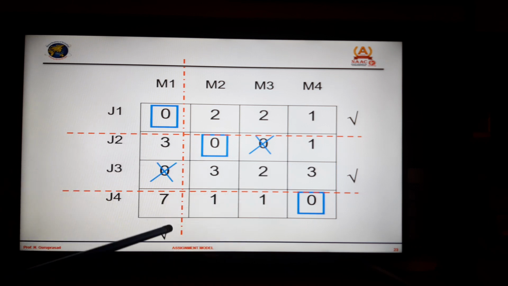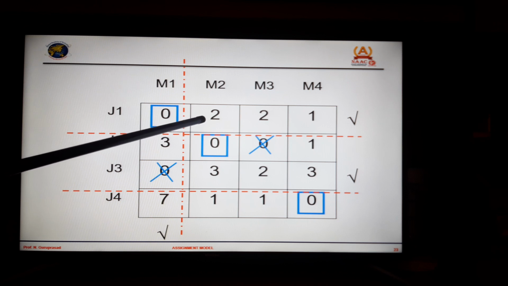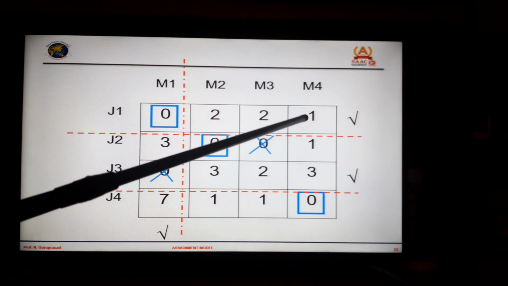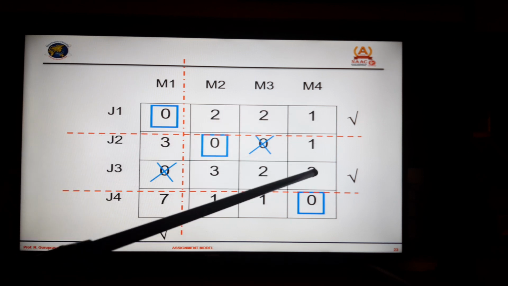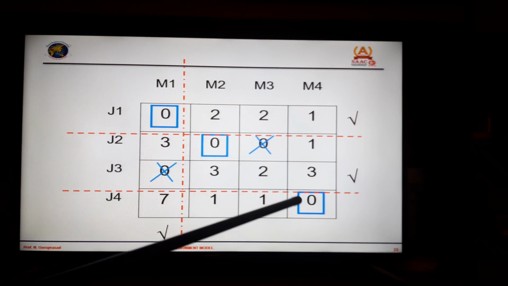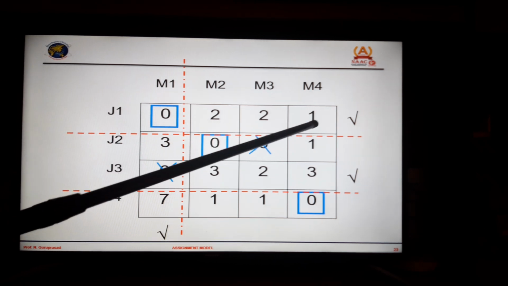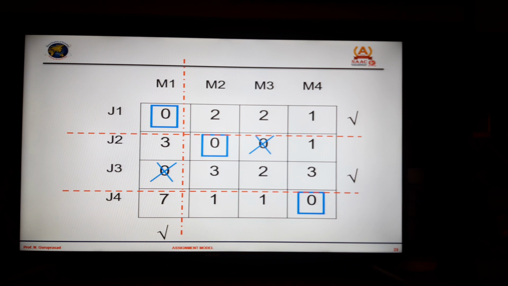Now watch out. Line is not passing means red lines. Now the elements where a line is not passing: 2, 2, 1, 3, 2, 3. That's all. These are the 6 elements where a line is not passing. Out of the 6 elements, you pick up the minimum element. In this case, the minimum element is 1. So this minimum element is called theta, and we say theta equals 1. So I repeat once again, the minimum element is picked from all elements of the matrix where a line is not passing. So theta is equal to 1.